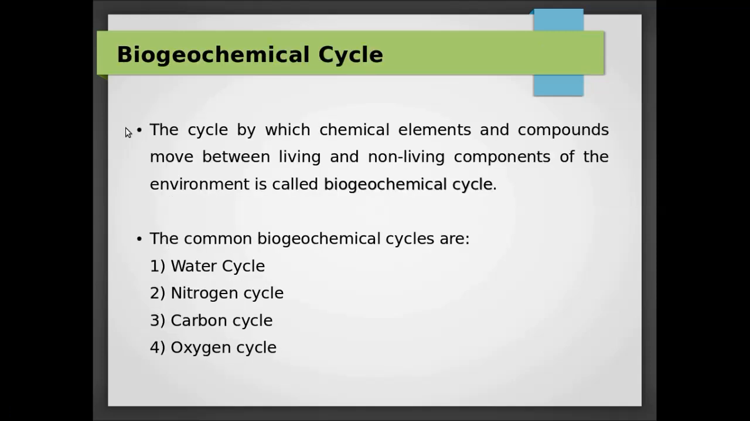The cycle through which chemical substances move between both biotic and abiotic components of the environment is called the BioGeochemical cycle. The common biogeochemical cycles are the water cycle, nitrogen, carbon and oxygen cycles.